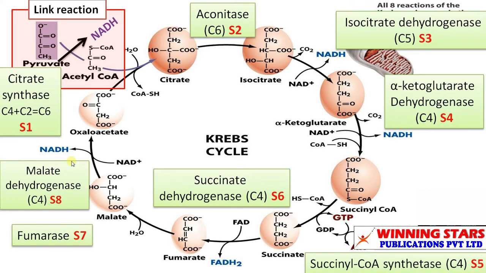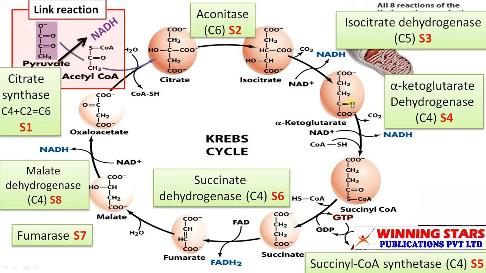So it is very easy to remember if we know the number of carbon atoms. Let us recap once again. A C4 compound, oxaloacetate, combines with a C2 compound, which is acetyl coenzyme A, forming citrate, which is a C6 compound. Then in the next step, again there is a C6 compound, which is isocitrate. Then in the third step, isocitrate is converted to alpha ketoglutarate, which is a C5 compound.